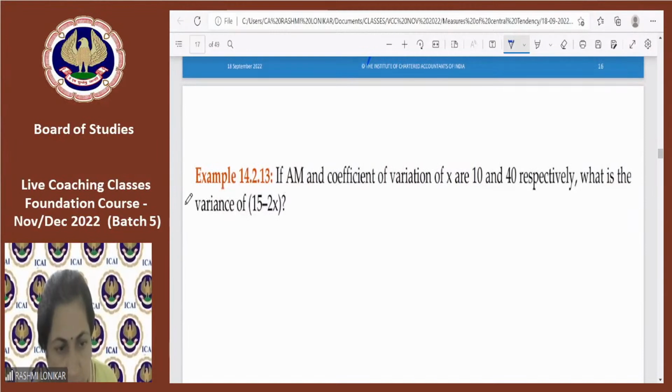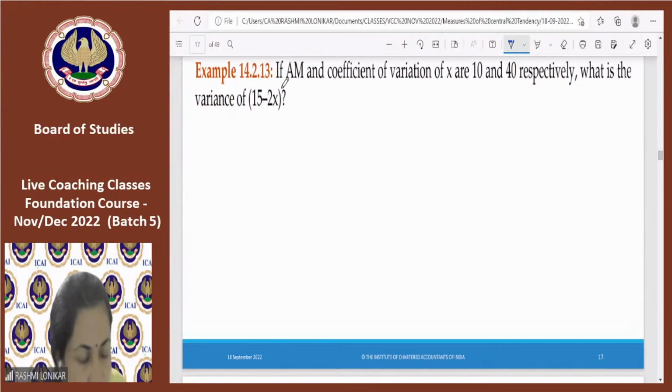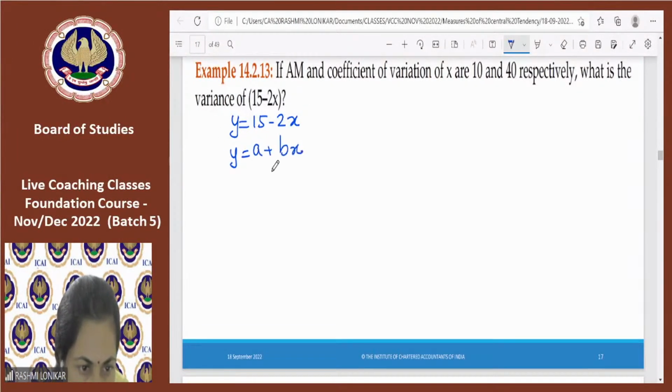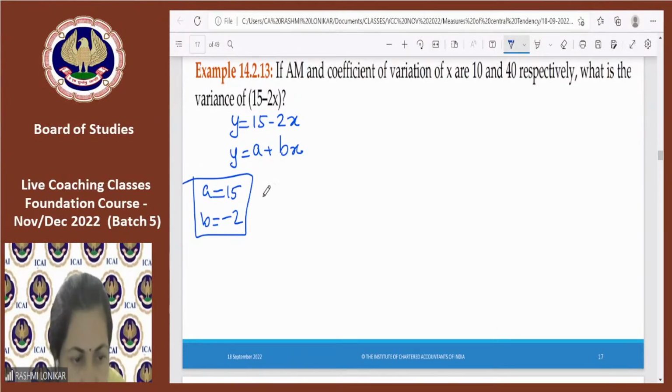So similarly, we have this. This is on the property. So for the property, we are saying that arithmetic mean and coefficient of variation of x are this and this. What is the variance of 15 minus 2x? So what does this mean is y is equal to 15 minus 2x, which is of the form y is equal to a plus bx. So a is equal to 15 and b is equal to minus 2. Once we have this, we know that arithmetic mean will be how much and what is the variance we need.